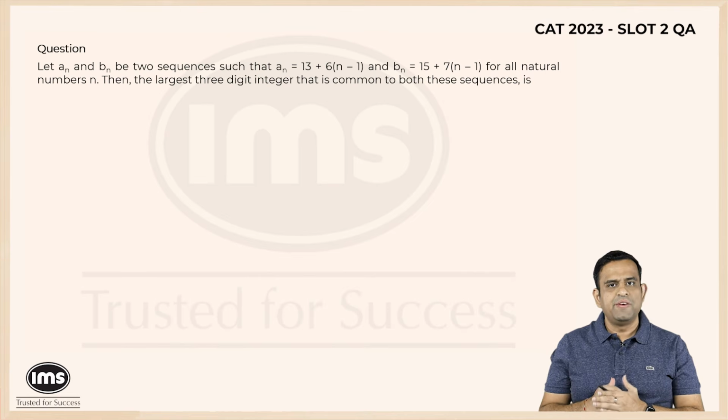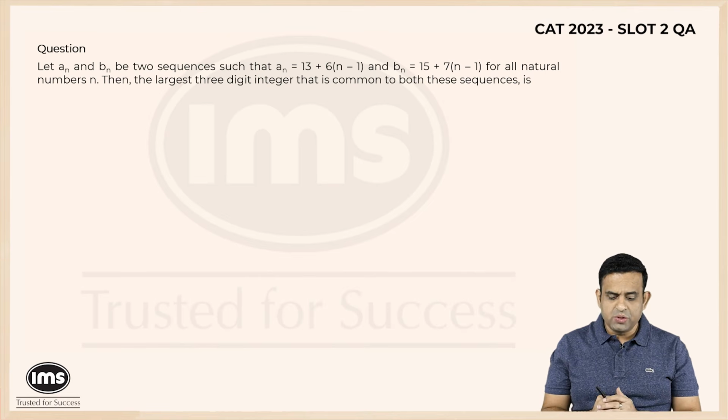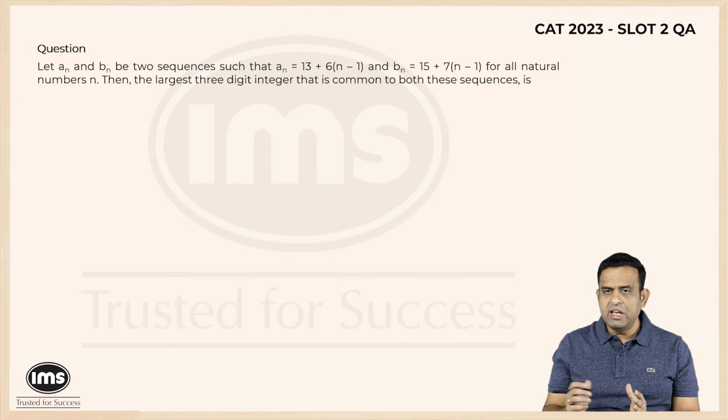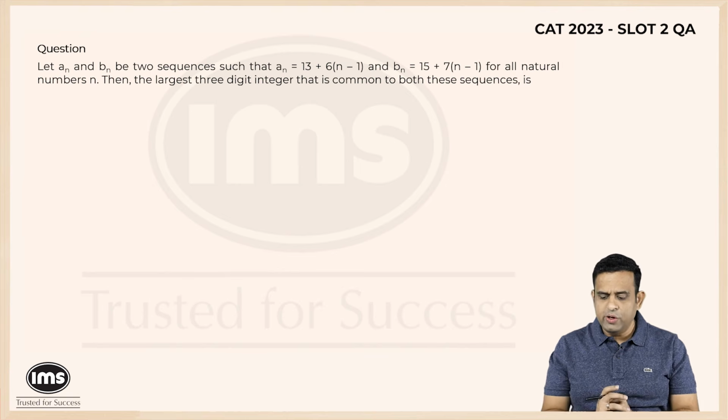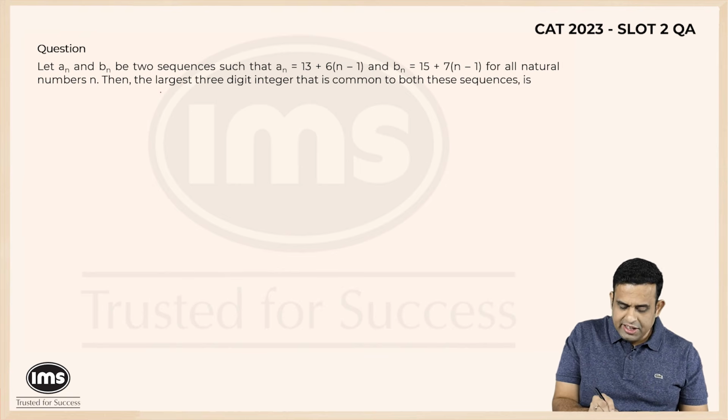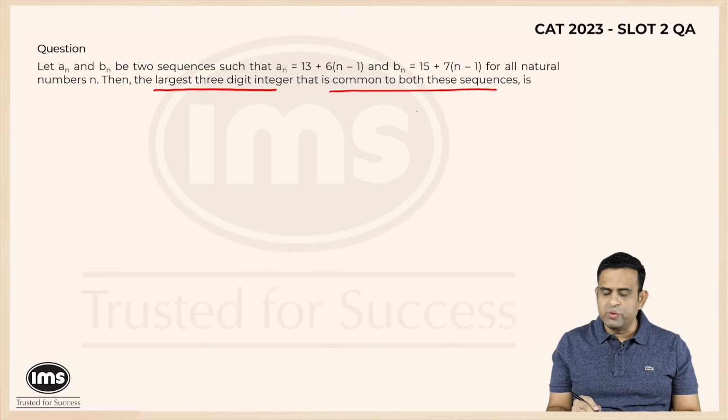In the next sum, it is given that let AN and BN be two sequences such that AN is equal to 13 plus 6 into n minus 1 and BN is equal to 15 plus 7 into n minus 1 for all natural numbers n. Then they are asking for the largest three-digit integer that is common to both these sequences.